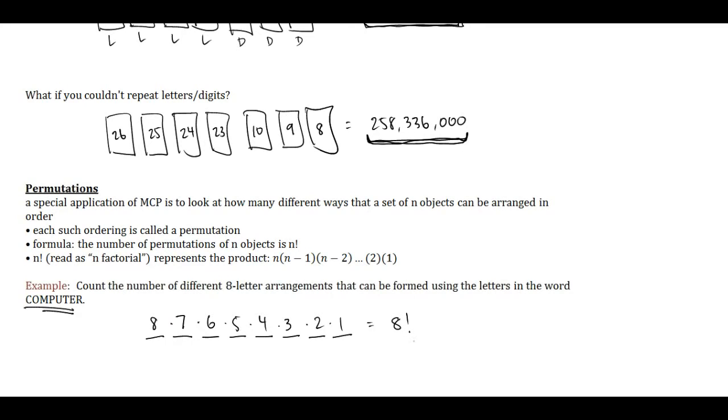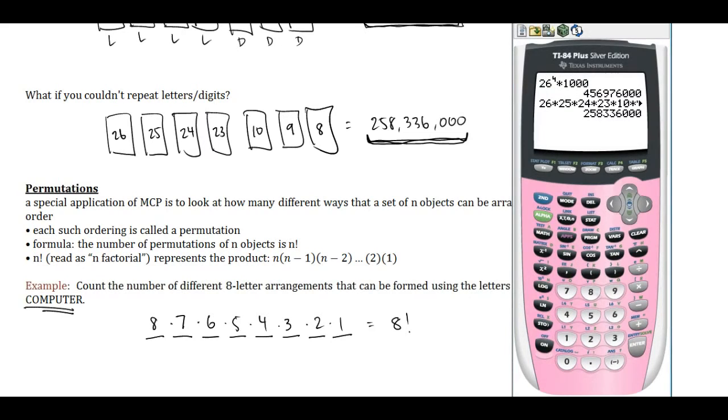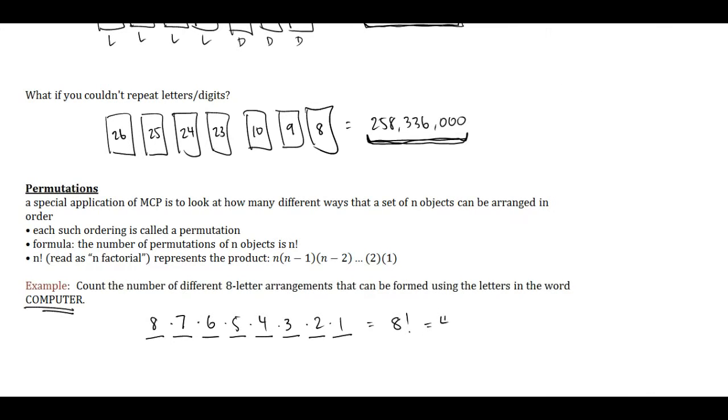Factorial means that you're going to start with the number 8, and you're going to multiply all the successive numbers all the way down to 1, and then that's your answer. So you have an 8 factorial. Now the cool thing is your calculator has a factorial button, so you don't have to push all those buttons. You hit 8, you go math, right here's the math button, go over to PRB, which is probability, and press number 4, and you hit enter, and you got 40,320 as your answer. And that's how many different arrangements you can make from the word computer.